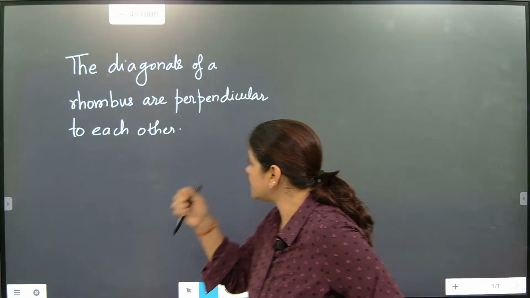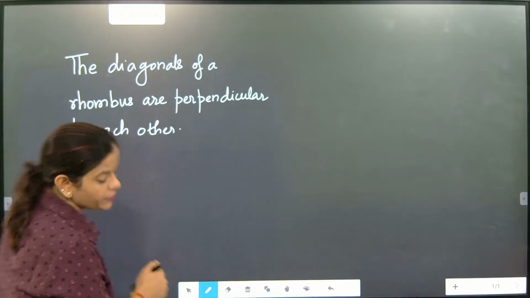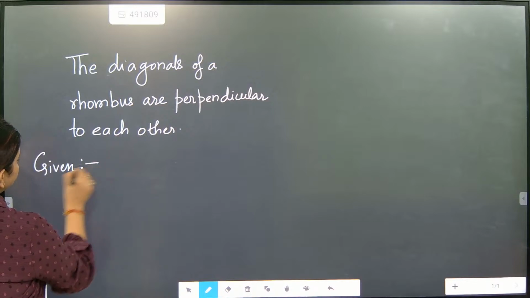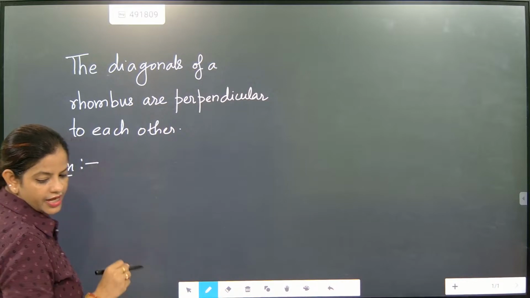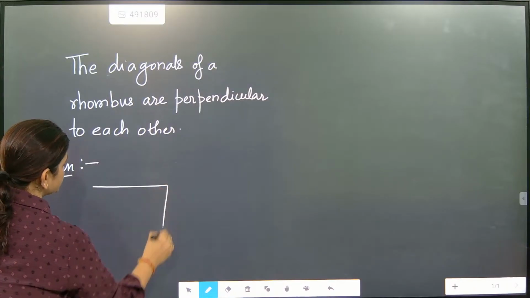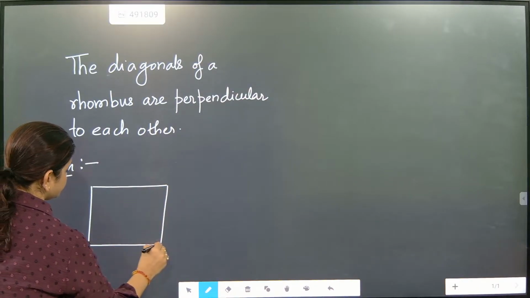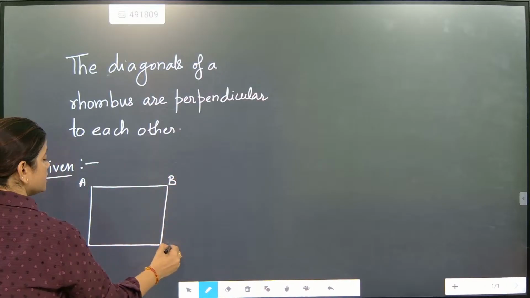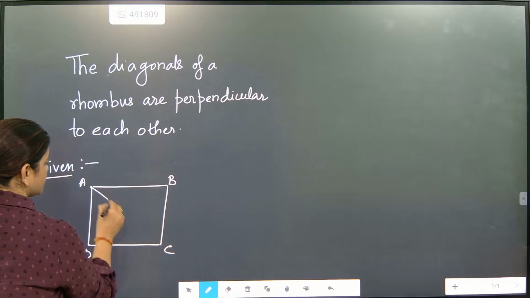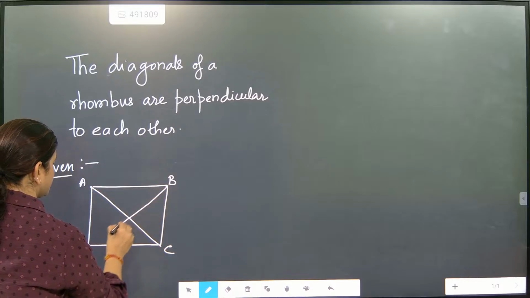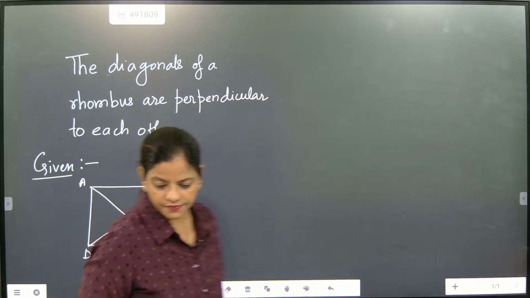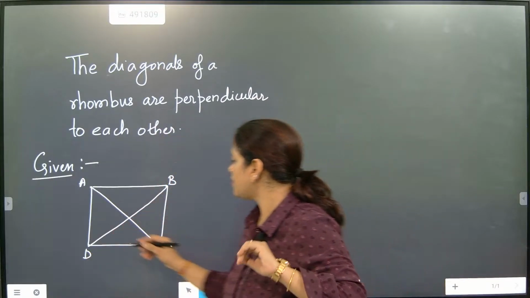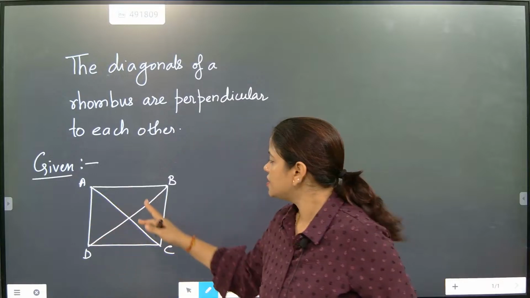So in the given section we are going to take a rhombus. We will draw the rhombus and give it the name ABCD: A, B, C, D. These are the sides of the rhombus.